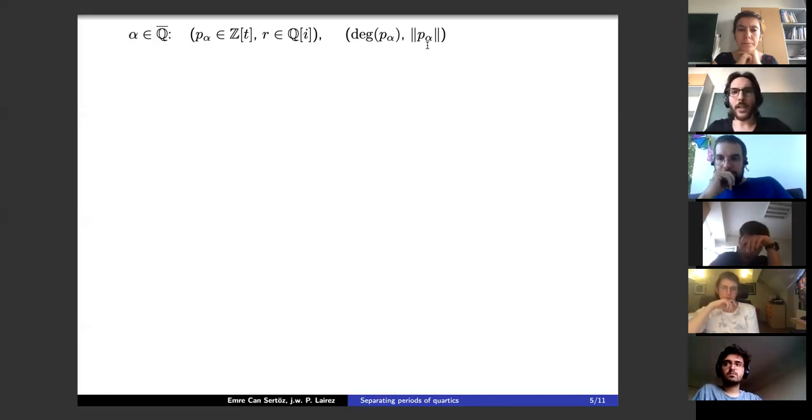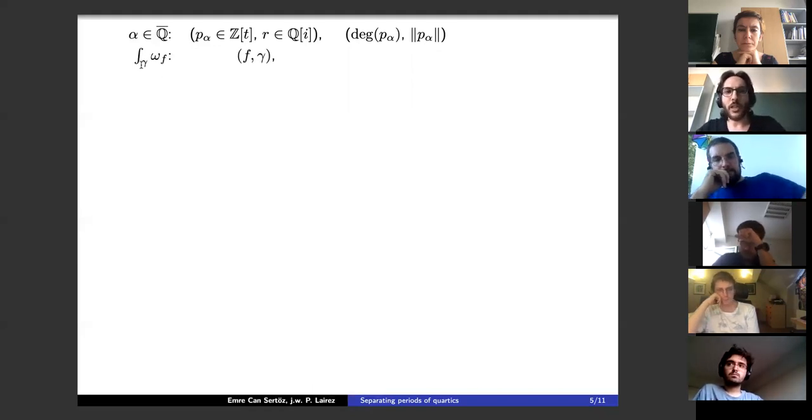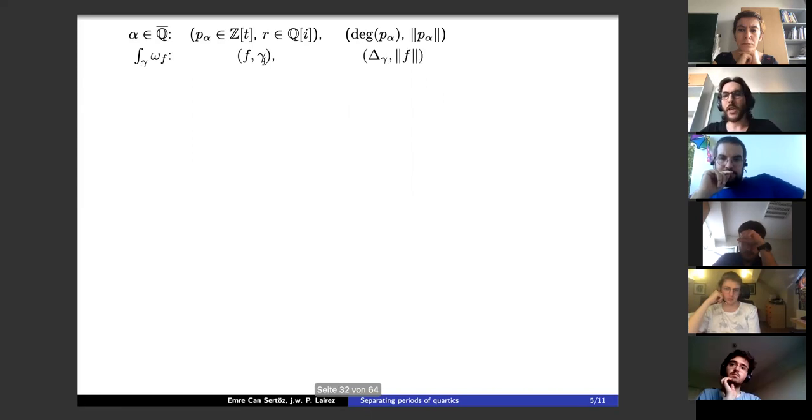Okay, so we want to do something like this. The analogy is drawn from this. For an integral, for a period, I say, okay, f looks like a polynomial, and gamma is like a root, maybe. This is not quite nice because gamma is a homology class. It's just too flimsy. It's not good to work with. So instead, we make it a little bit cruder. And to gamma, I associate an integer instead. This integer is called the discriminant of gamma. And I can also take the norm of f if I want to make it simpler too.